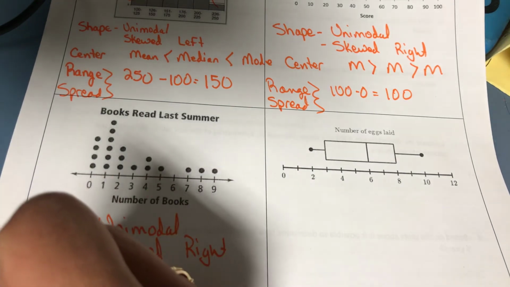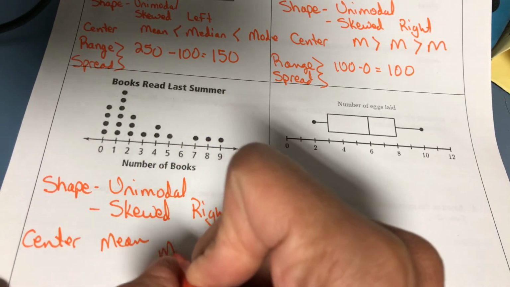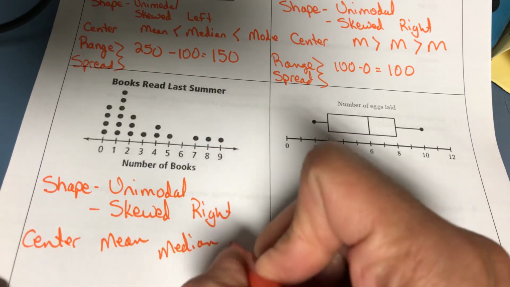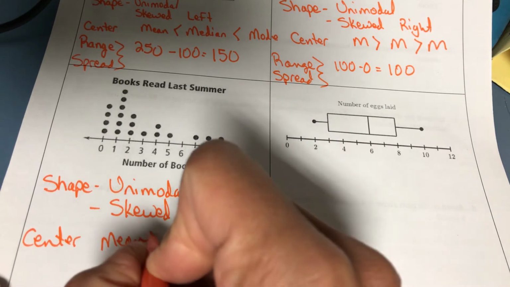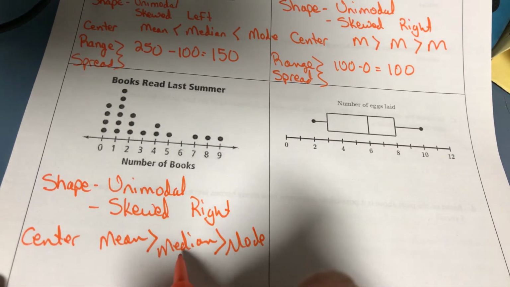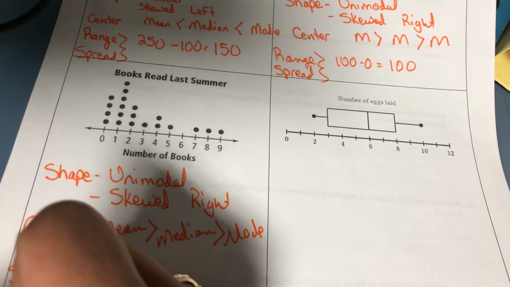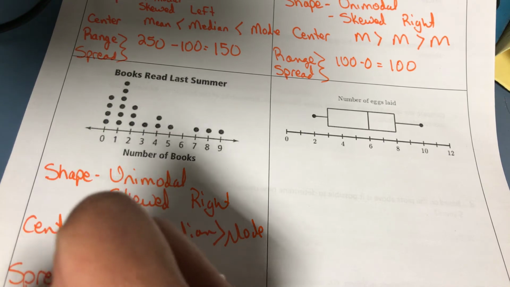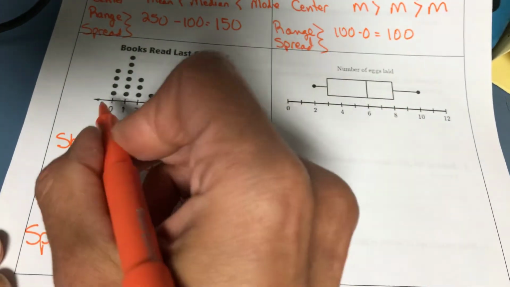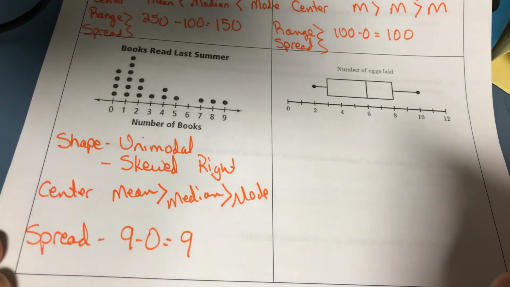As far as the center goes, again, when I compare my mean, I'll write it out this time, to my median, to my mode, since it's skewed right, I'll put these arrows to the right, which means the mean is going to be bigger than the median, and the median will be bigger than the mode. As far as the spread goes, again, the only thing I'm going to address here is the highest data point and the lowest data point. So I have a spread of 9.